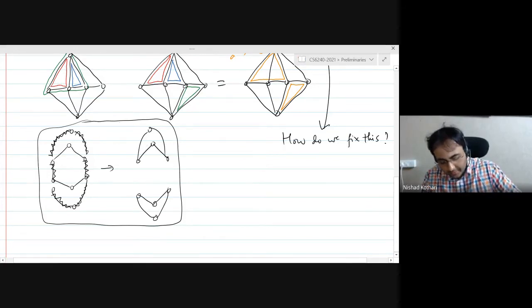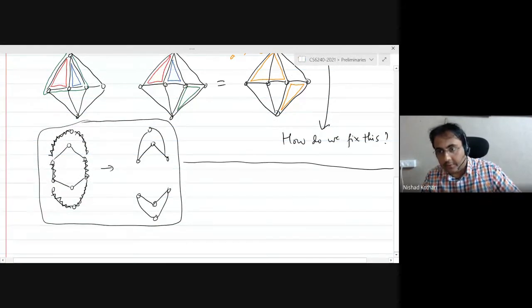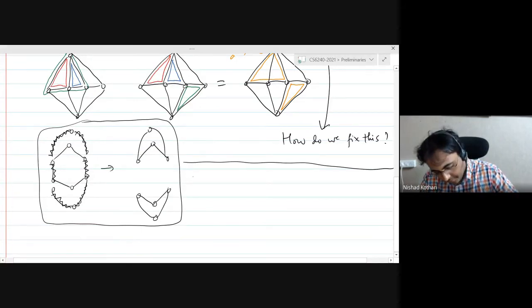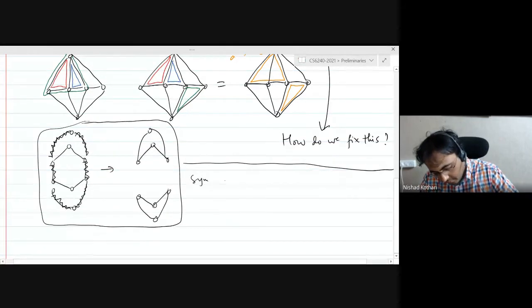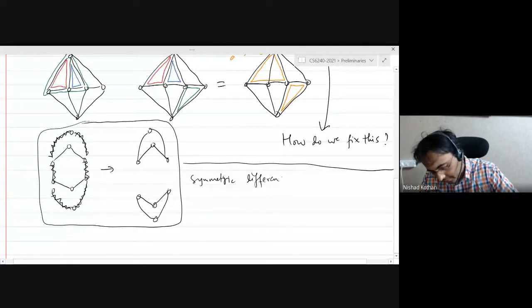So I claim that if you take the symmetric difference of two cycles, you will get a subgraph with some special property. It has to do with the parity.